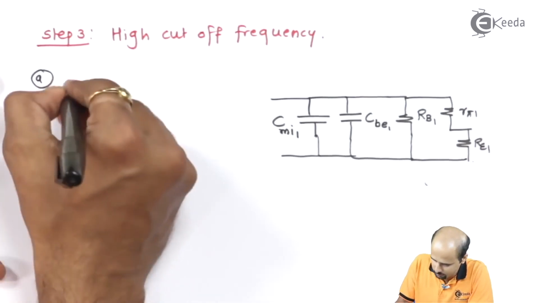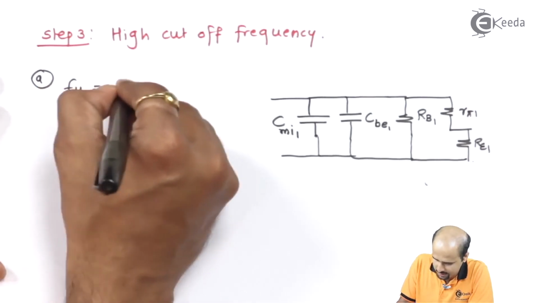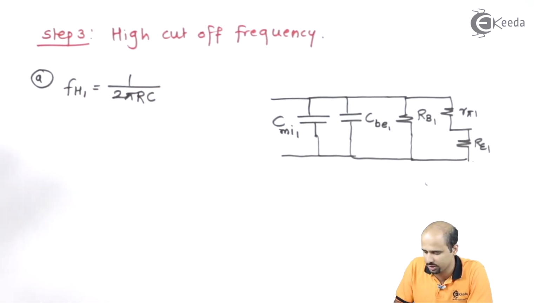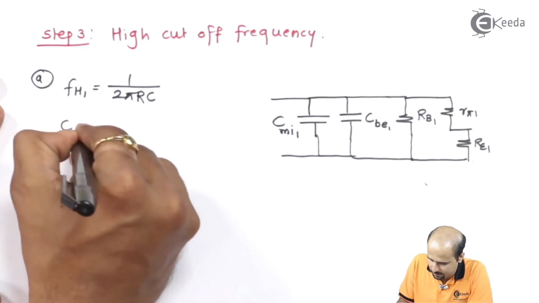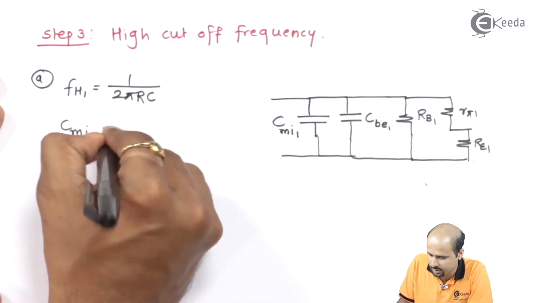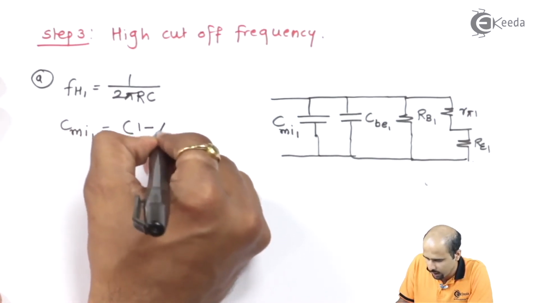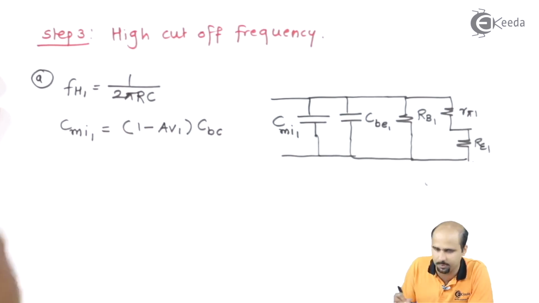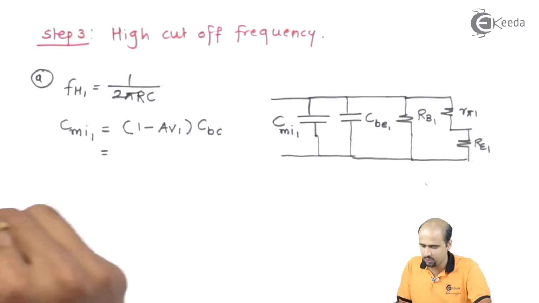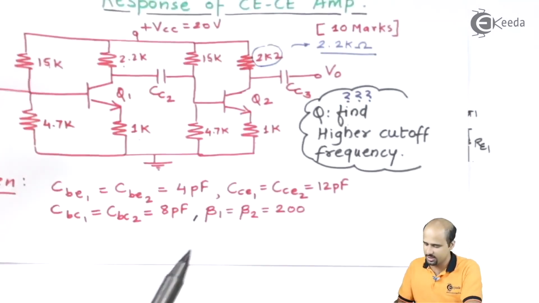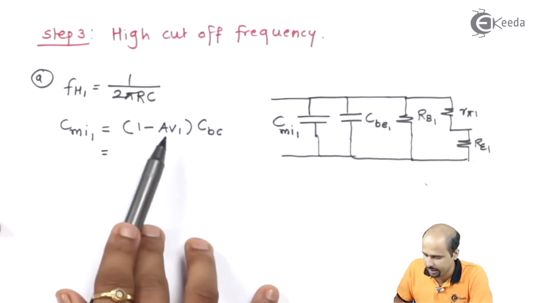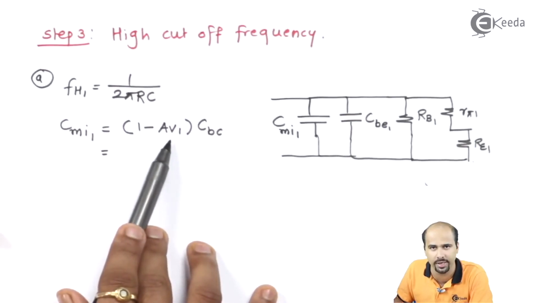So first of all, we will say that FH1 is equal to 1 upon 2πRC. Now our job is to find out the values of C and R. So we'll move step by step. First of all, we'll calculate the value of CMI1. This CMI1 is equal to (1 minus AV1) multiplied by CBC. We know the value of CBC, which is given as 8 picofarad. So 8 picofarad multiplied by (1 minus AV1), where AV1 is 207.08 with a negative sign.